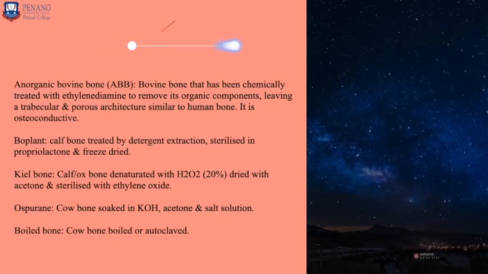Next type of graft material is xenograft. These are all grafts harvested from different species, non-human species. We are going to harvest the graft and use it as a graft material. Since it is harvested from other species, we may think about biocompatibility and autoimmune response. So for that reason, in these graft materials, the organic components will be removed.